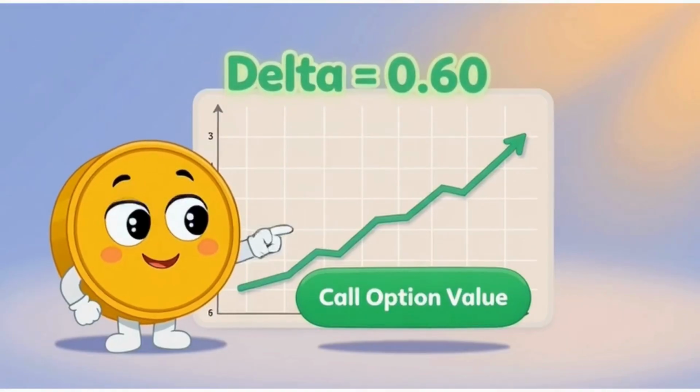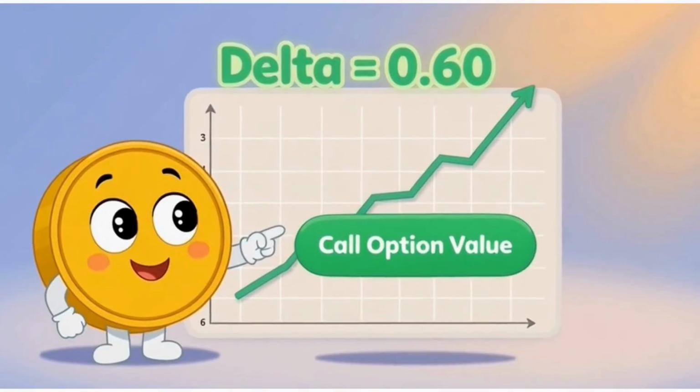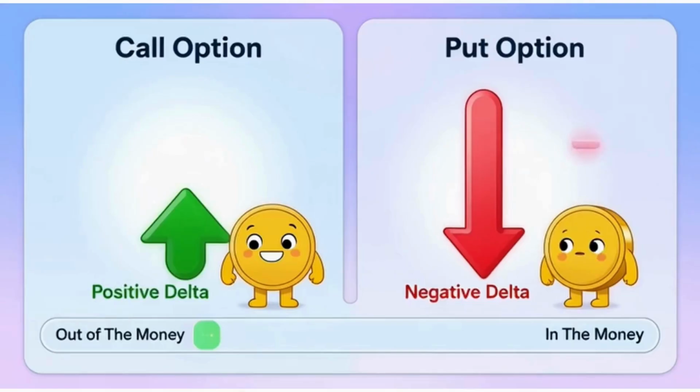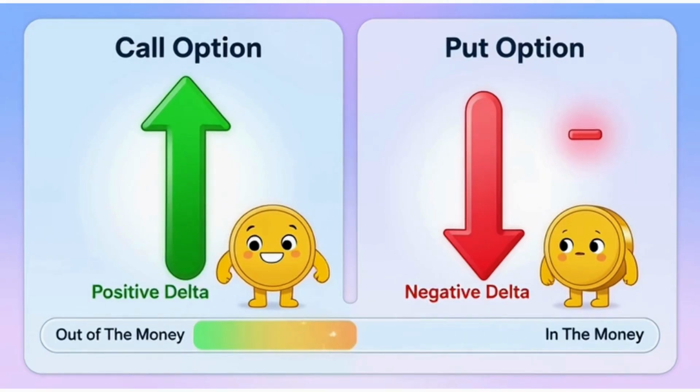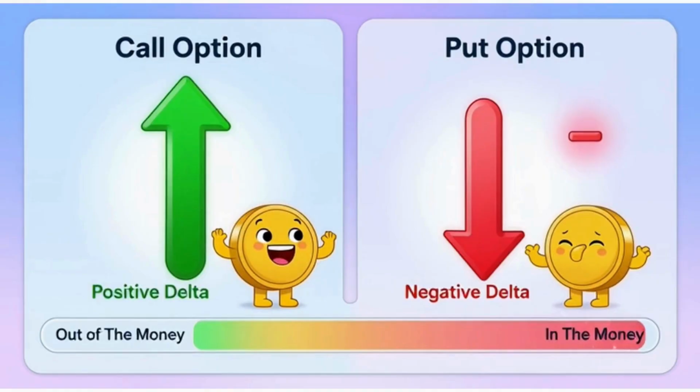Delta. Delta measures how much an option's price moves when the underlying asset moves by 1 point. If a call option has a delta of 0.60, it means the option is expected to gain about 0.60 for every 1 point rise in the stock. For puts, delta is negative because they move in the opposite direction of the stock.